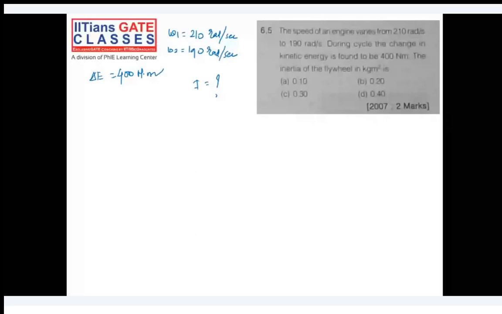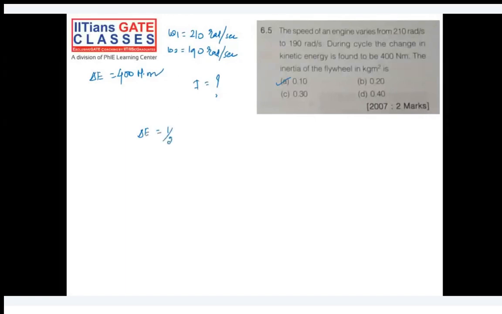Okay, option A. Let me check the answer for this. Yes, option A is correct. 0.1. Yeah, I'll just help you with this. Delta E, as we know, is half of I times omega 1 square minus omega 2 square. Delta E is given to you as 400, which is equal to half of I times 210 square minus 190 square. That's all. So if you solve it, you should get I is equal to 0.1. Okay. Coming towards the next question.